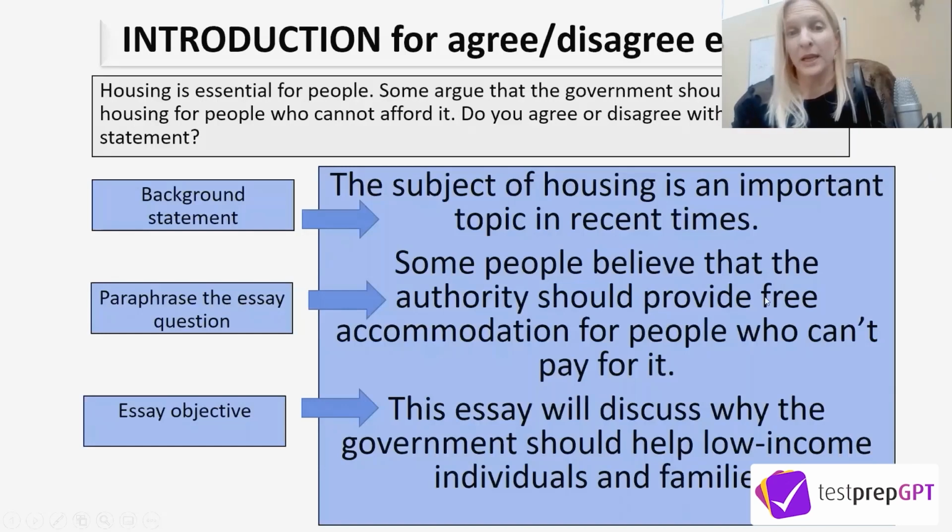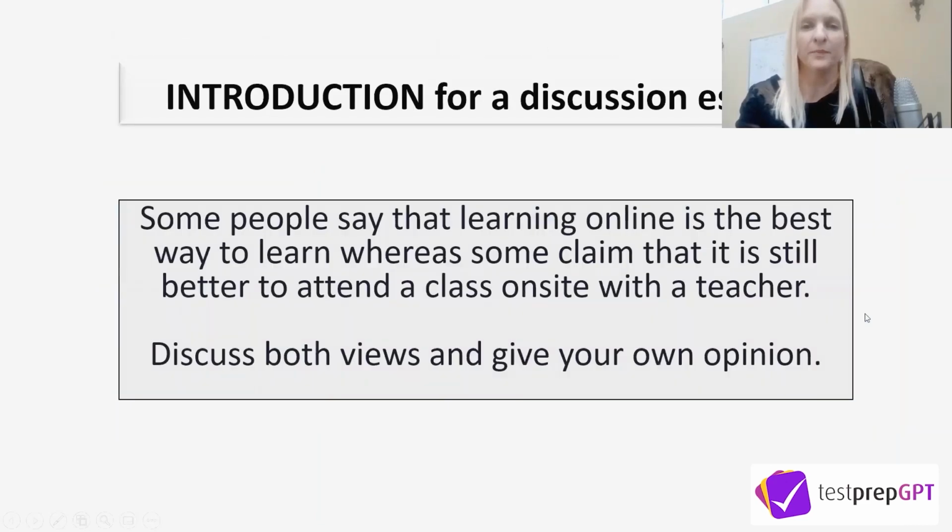Finally, your objective. This essay will discuss why the government should help low-income individuals and families. So as you can see, I am agreeing with the people who believe that the government should help people to pay for housing. So it's absolutely fine in your third sentence to present your main idea. And in this case, I am agreeing with the statement. So let's try this technique now for a discussion essay.